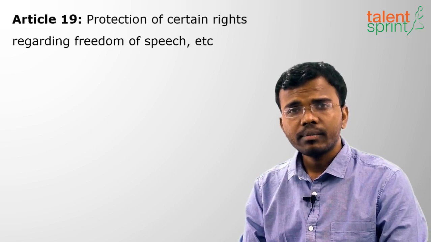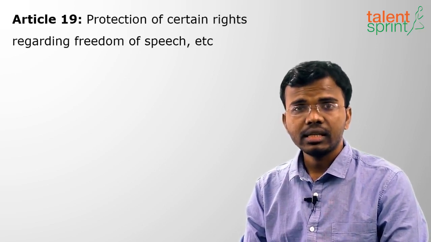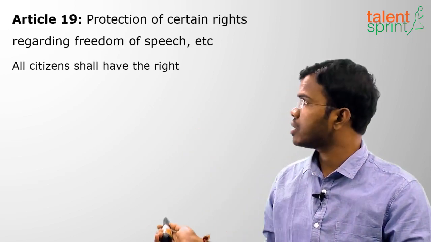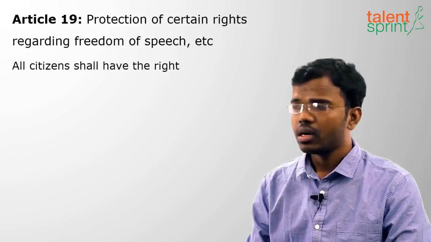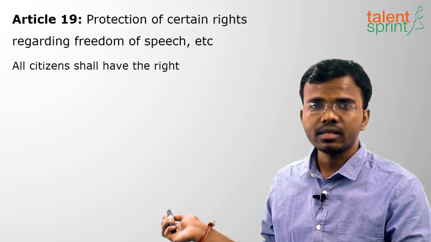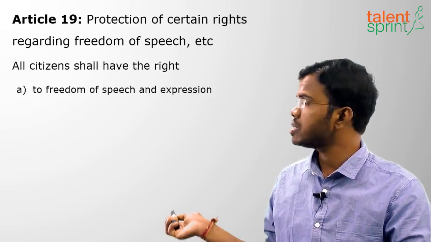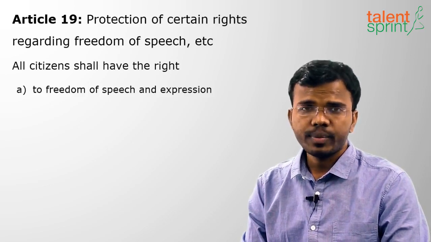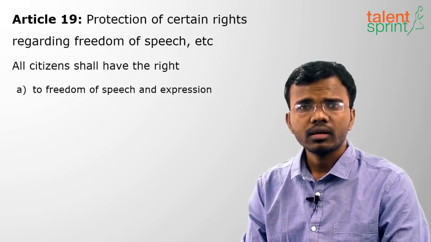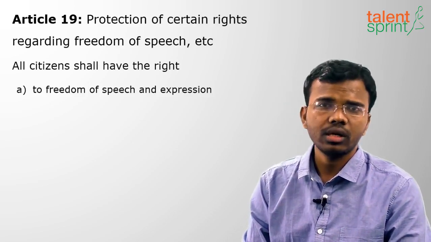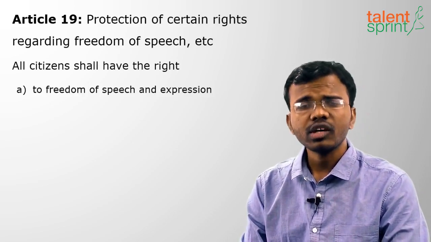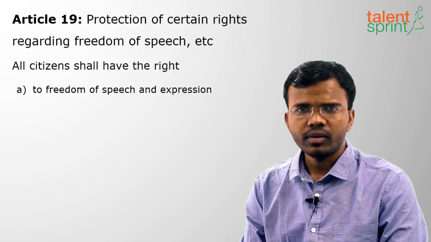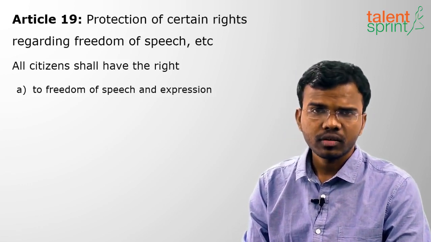So what do you mean by Article 19? Article 19 is a very important article in the Indian Constitution. It says protection of certain rights. So what are those rights? All citizens shall have the right. There are 6 rights in Article 19. The first is freedom of speech and expression. Everybody has freedom of speech. They can freely speak anything. It may be pro the government, it may not be pro the government. They are free to speak anything, and they must not be murdered for freely speaking against the government or for the government.